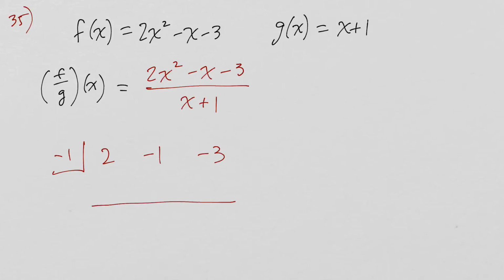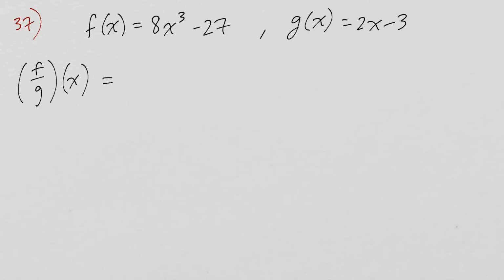Those are my coefficients. I'll start by dropping the 2. So negative 1 times 2 is negative 2. This adds up to negative 3. Negative 1 times negative 3 is 3. This adds up to 0. There's no leading coefficient here, so I don't need to divide my coefficients by anything. So my answer is simply 2x minus 3 with no remainder.